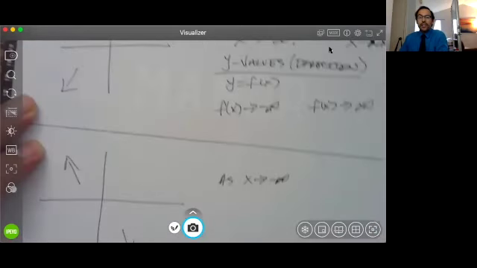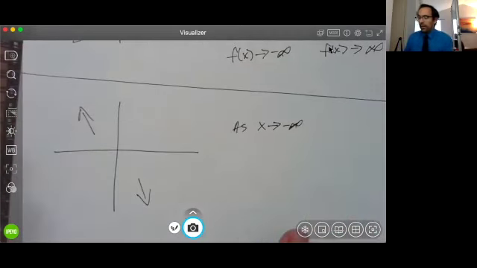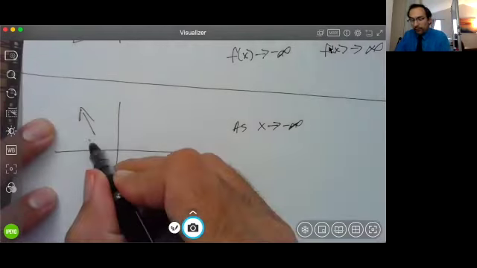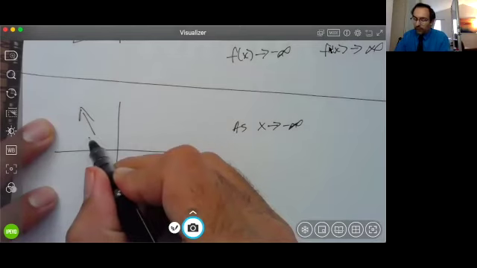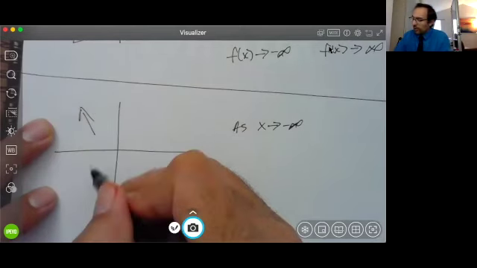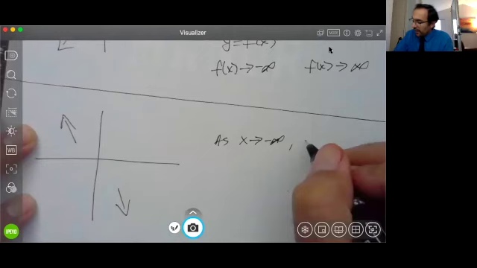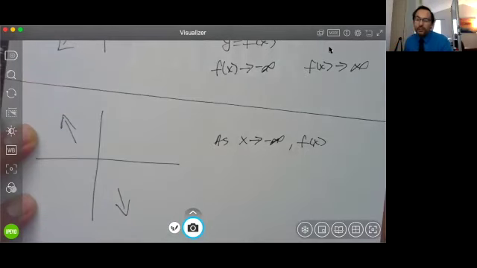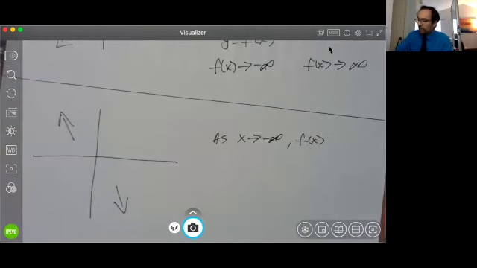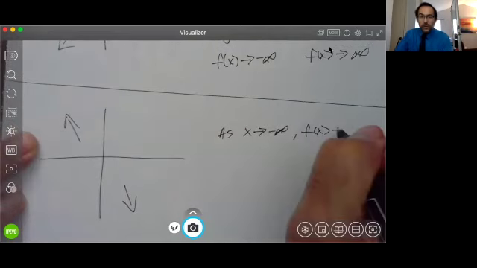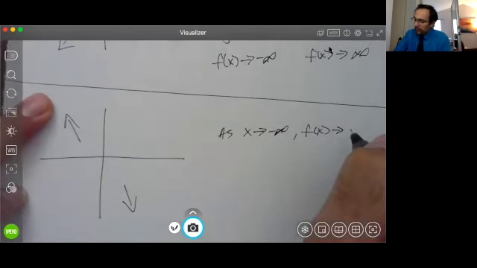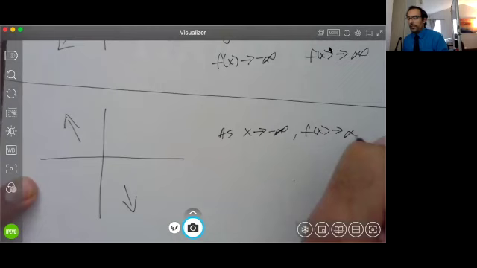So as x approaches negative infinity, what happens to y, or what is my function approaching? On the left end, where are my y values going? Are they going up or are they going down? You should see that they're going up, so we can say, since they're going up, we're not going to say f of x goes up. We're going to put f of x approaches what number? Positive infinity or negative infinity? And it should be positive infinity.